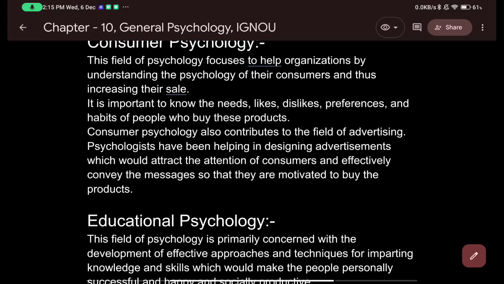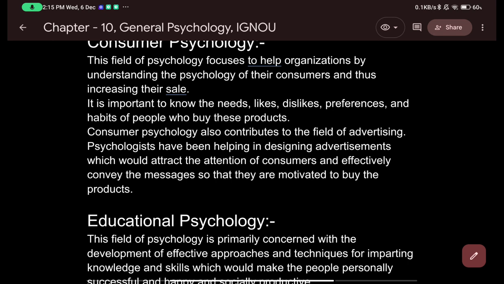Then comes consumer psychology. This field of psychology focuses on helping organizations by understanding the psychology of their consumers and thus increasing their sales. So consumer psychology is a really important field of psychology. Consumer psychologists, I believe, must be in the highest demand. They try to understand the patterns of the human mind, how our mind views things, how it interacts with some particular specific things, and they try to view the mind of people as a whole.